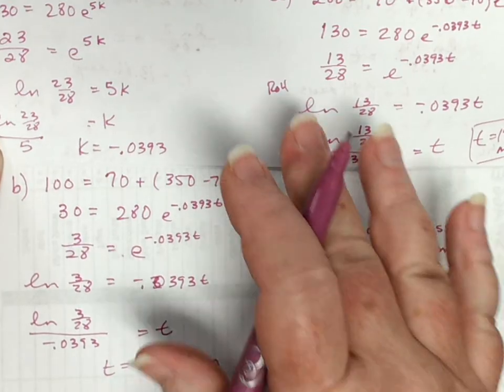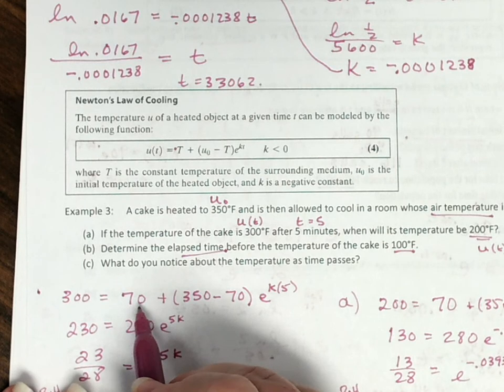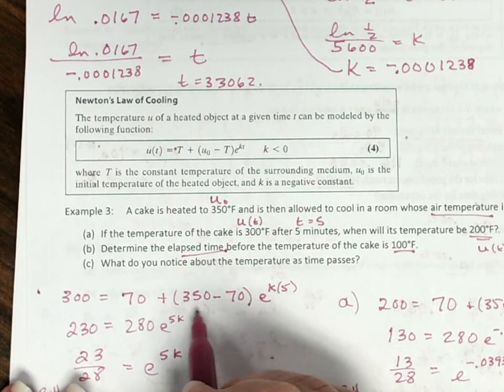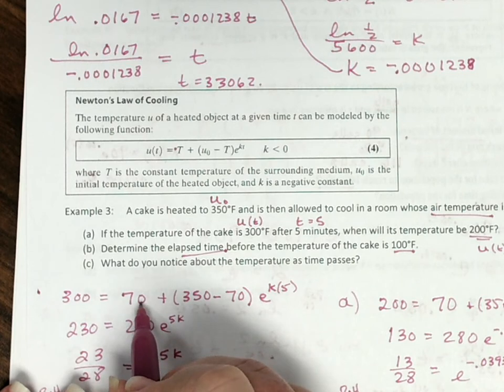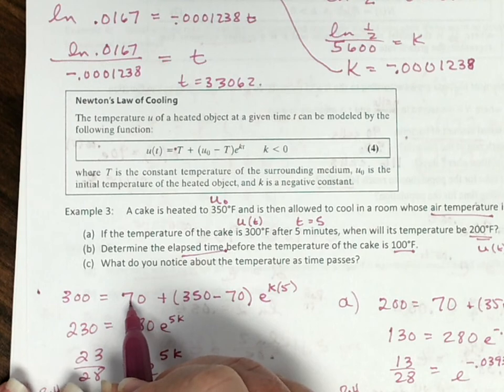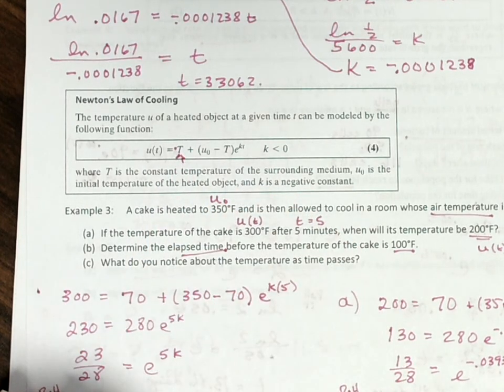So why is that? Let's look at our equation again. Our equation is 70 plus, meaning we have all of this exponential stuff shifted up 70. Our horizontal asymptote is at 70. The cake is never going to cool below that value, because that is our horizontal asymptote.